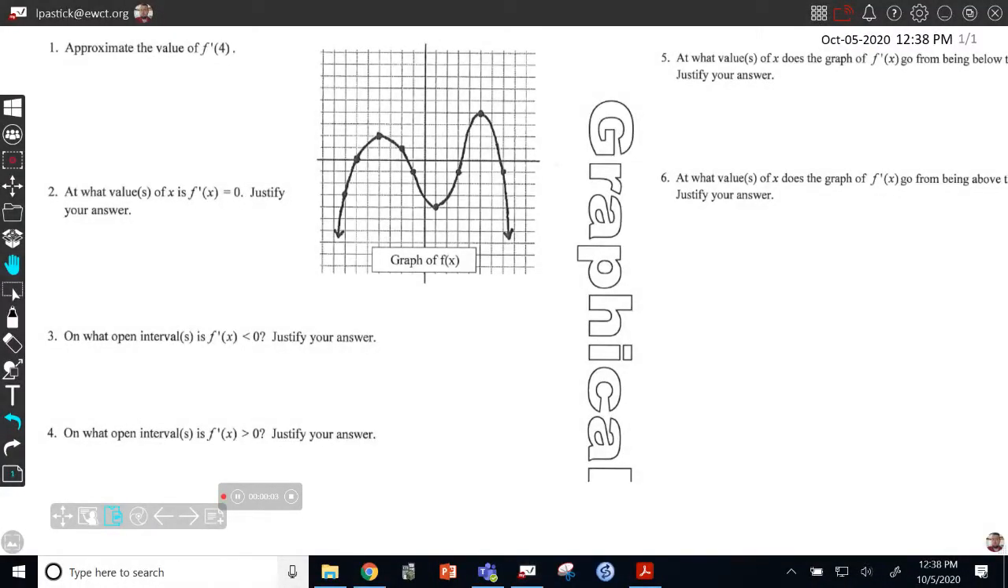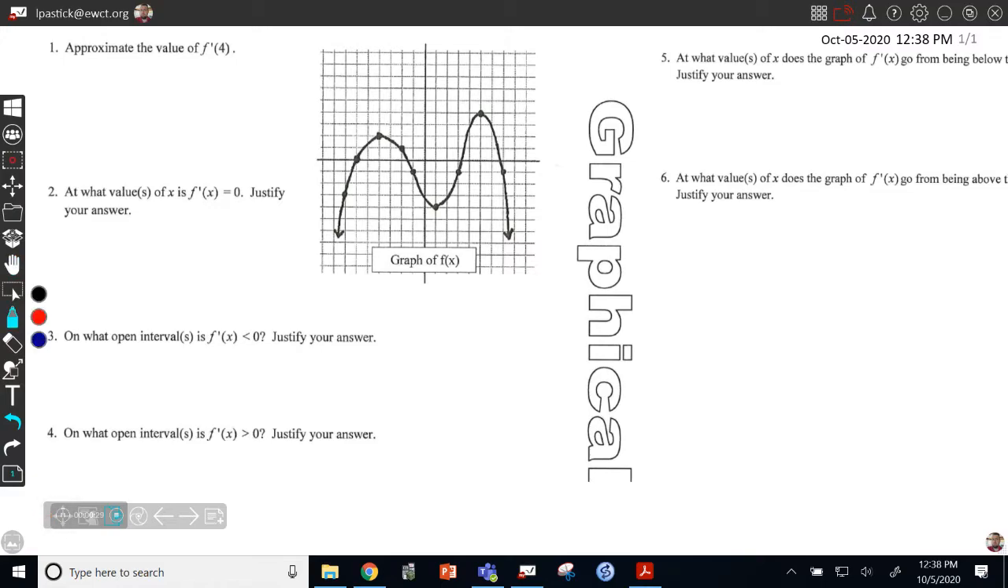What's up, y'all? Pastic here, and in this video we are going to continue to solidify the connection between a function and its derivative, as well as look specifically at the graph of an original function f of x, and use that graph of the original function f of x to answer questions about its derivative f prime of x. So let's do it.